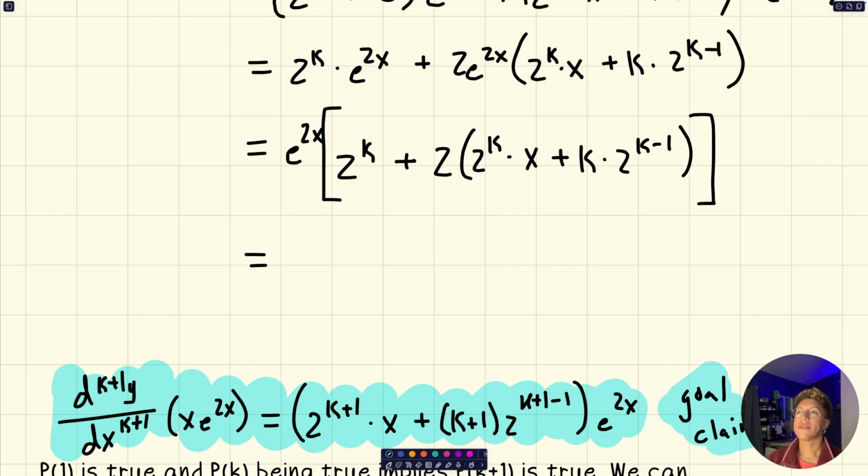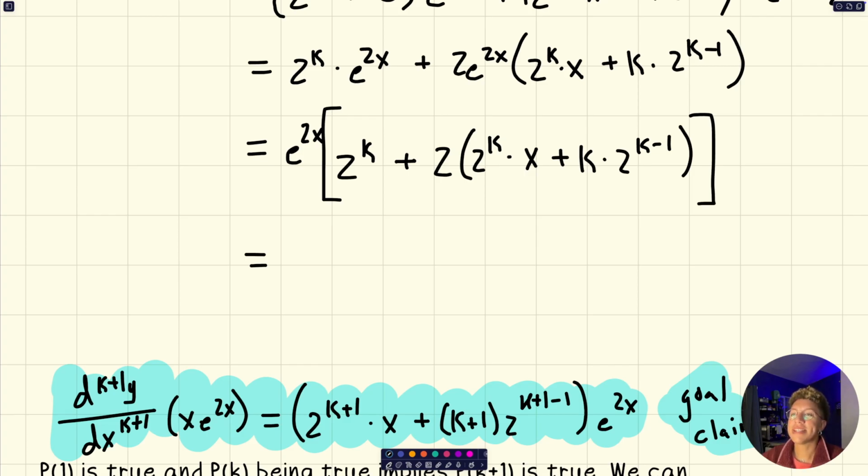So we feel like we're getting closer. We keep comparing it against our goal, our claim down below. We see that we have an e to the 2x, so that looks good. We have a 2 to the k here, and we have a 2 to the k there, and we have an x here and an x there. And what else do we have? Well, this one here needs to turn into this there. So not super easy to see where we should go next.